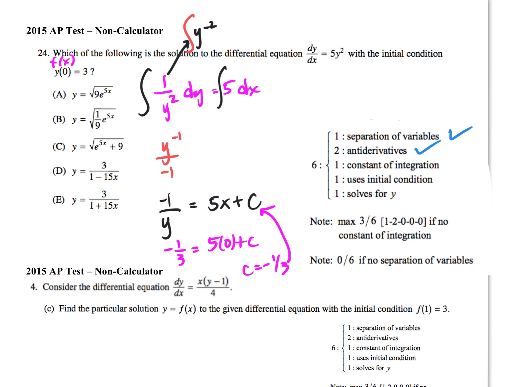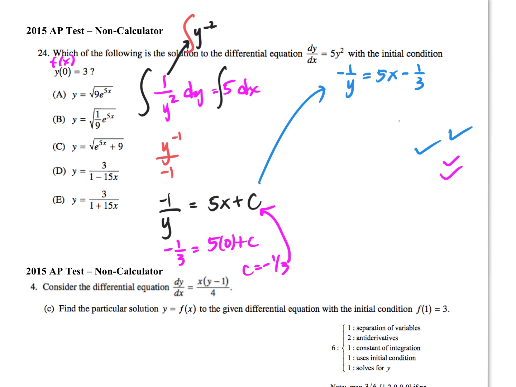We've already gotten 1, 2, 3, 4, 5 points of the 6 points because we found c by plugging in our initial condition, which was our point. We're going to get y by itself, and we've got our 6th point. Here we go. I got -1 over y equals 5x minus 1/3. I'm going to get rid of this so that we have some room to write. How are we going to start getting y by itself? Well, aren't we able to use the x value? The x value of 0? Yeah. Yeah, we already did.